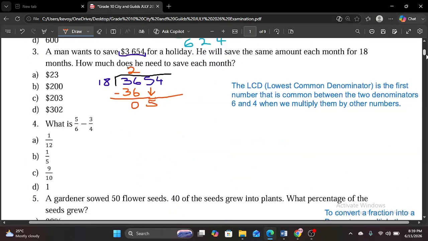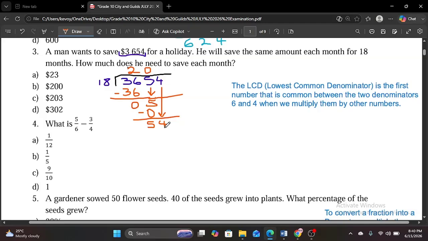So how many times 18 can go into 5? That's 0 times. After we divide, we multiply. So 0 times 18, that's going to be 0. After you multiply, you subtract. So you're going to have 5 minus 0. That's going to be 5. After we subtract, we bring down. So we're going to bring down this 4 right here to have 54.